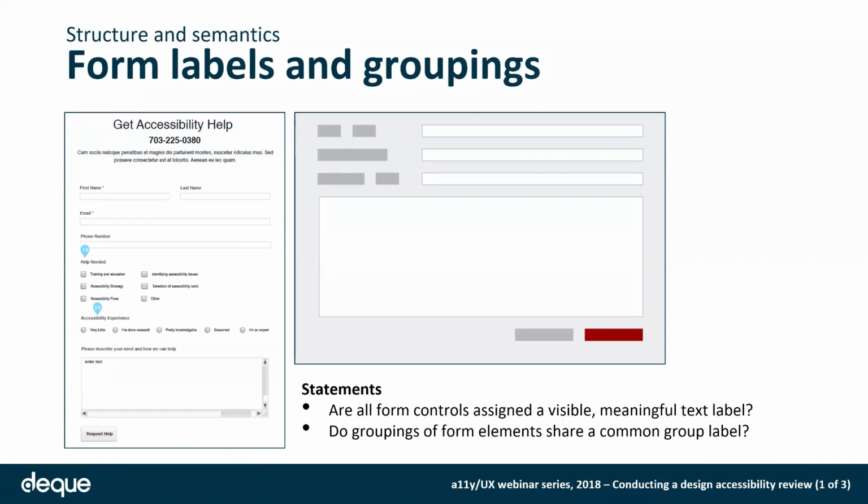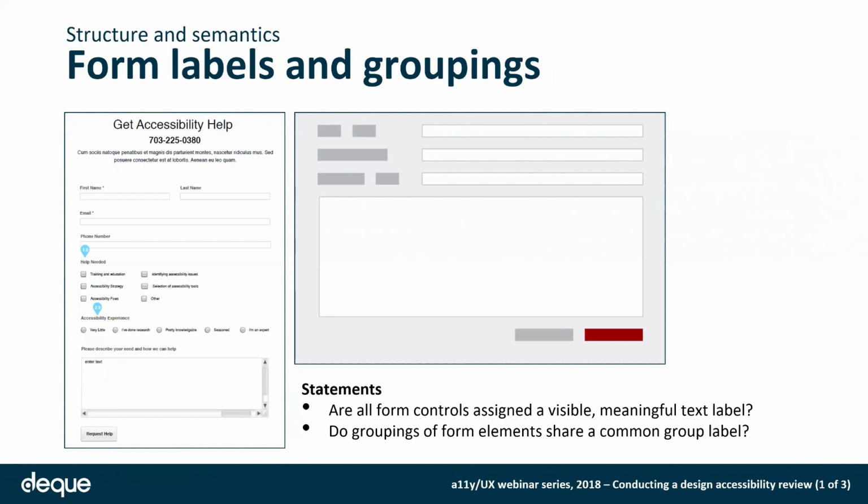As an example, on the left-hand side of the screen right now, we have a very early version of our wireframes where we were looking into a form for a section called Get Accessibility Help. We have a couple of regular text fields like first name, last name, email, and so on. But we have this section called Help Needed, which is one label. And underneath that, we have 6 different checkboxes, which all have their own individual labels.